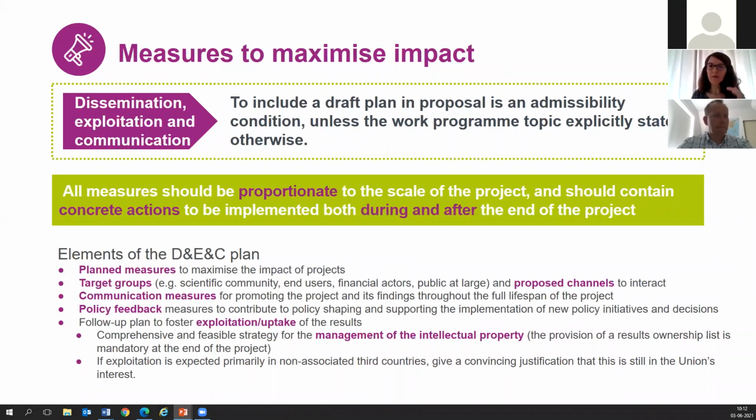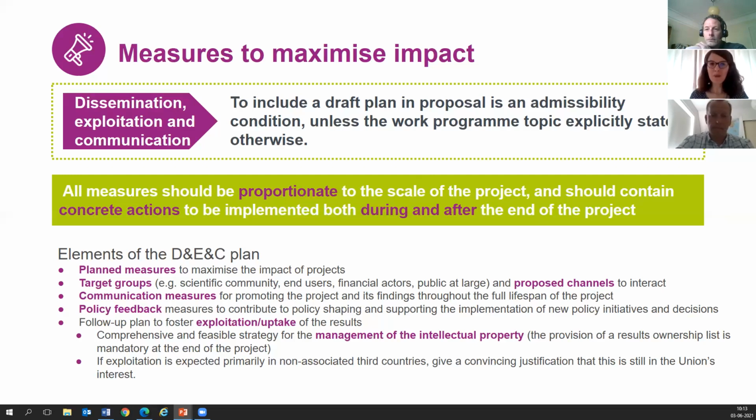And this is why for each proposal submitted under Horizon Europe, it will be required to include a draft plan for the dissemination, exploitation, and communication activities. This is an admissibility condition. So in the wide majority of Horizon Europe topics, you need to have this draft plan included in your proposal if you want your proposal to be admissible. It could be in some exceptional cases not required, and in that case it will be explicitly written in the work program topic. But keep in mind that this is a mandatory admissibility requirement.